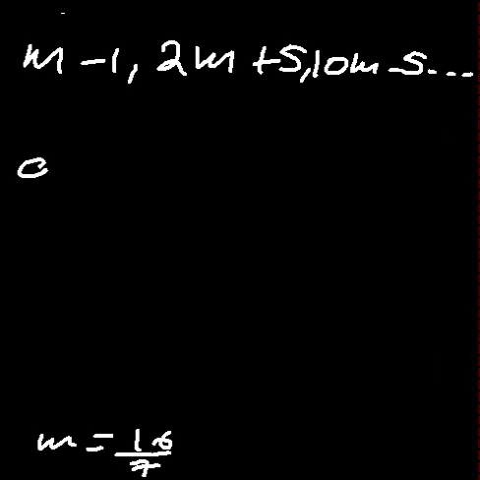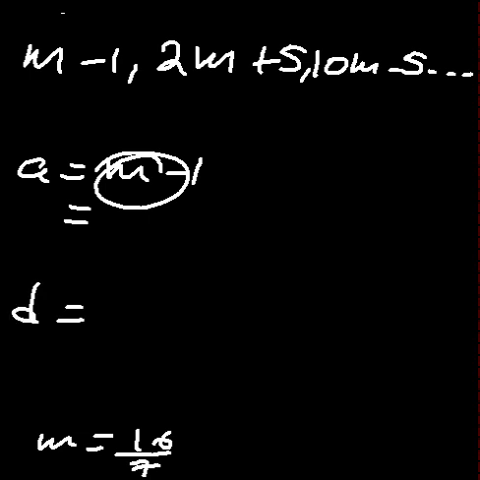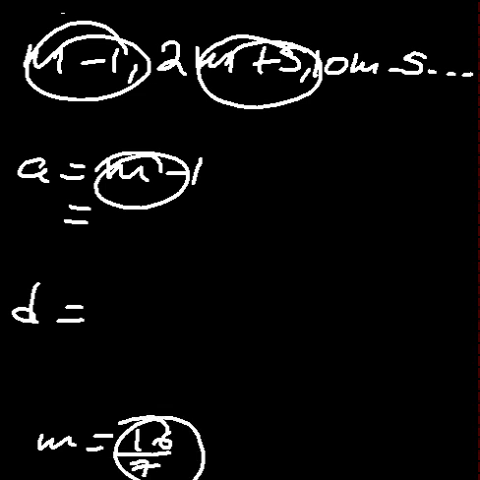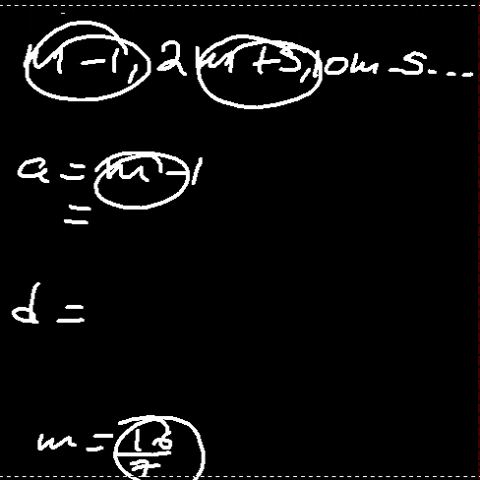So what is the first term? The first term is given as m minus 1. So we have to substitute the m. And the common difference will be given as this expression minus this one, where you have to substitute for m to have the common difference. Then from there you have the nth term formula in that order. So take note of that.